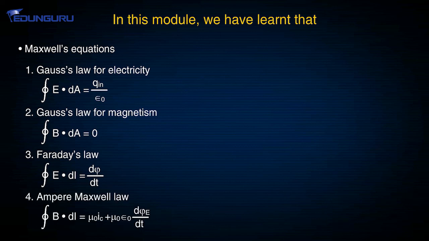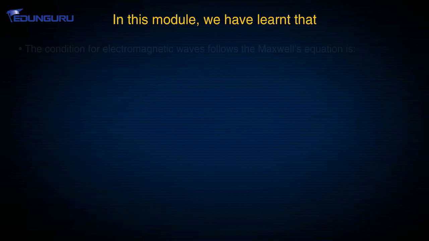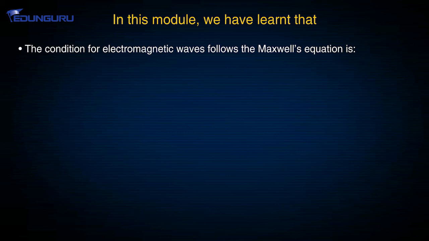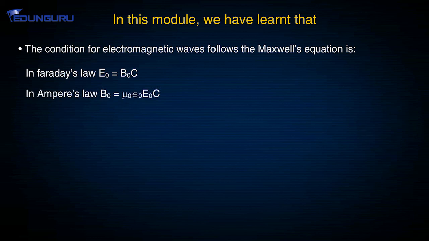Fourth, the Ampere-Maxwell law: line integral of B dot dl is equal to mu naught I C plus mu naught epsilon naught d phi E upon dt. The condition for an electromagnetic wave to follow Maxwell's equations is, in Faraday's law, E naught equal to B naught C, in Ampere's law, B naught equal to mu naught epsilon naught E naught C, and at last, light is an electromagnetic wave.